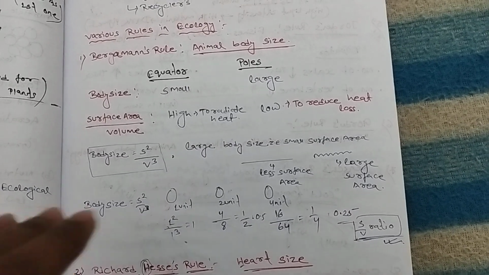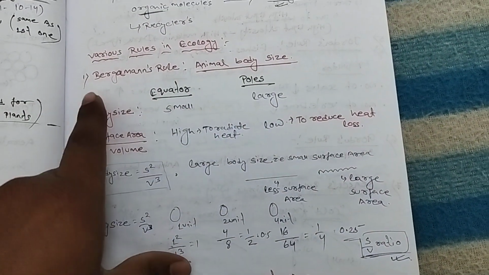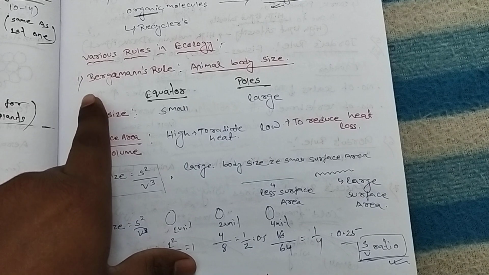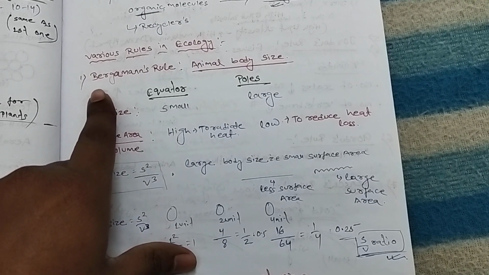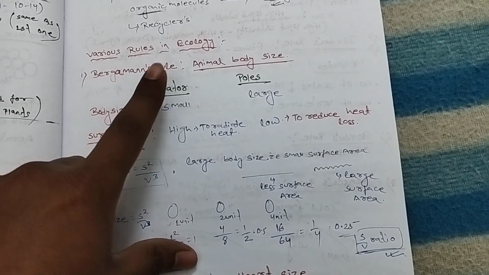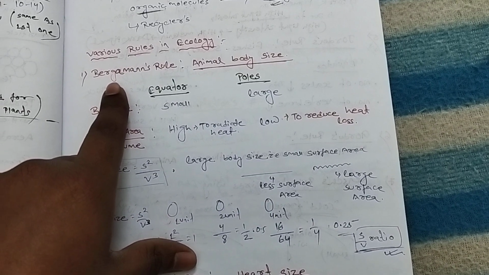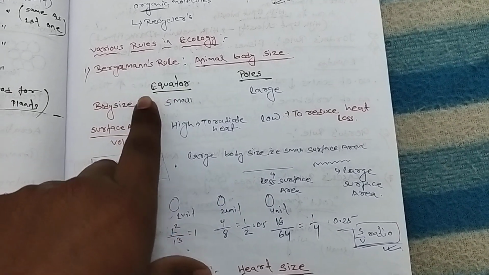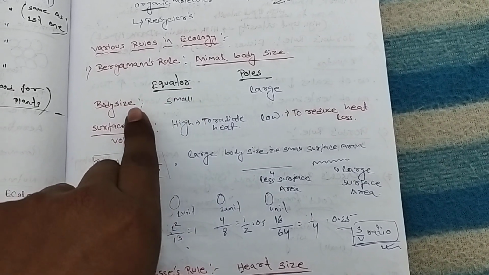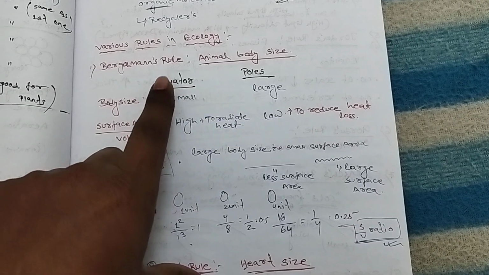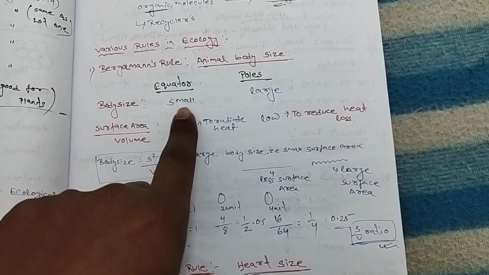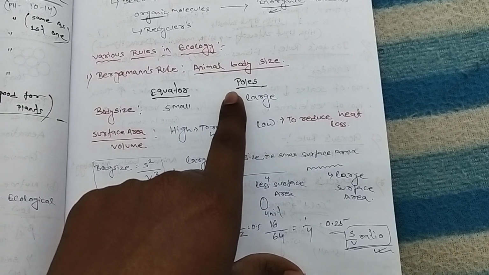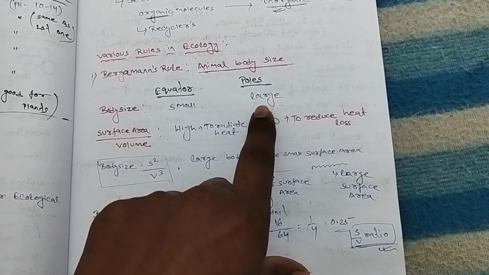Hello friends, today we will discuss various rules in ecology. Then come to the first rule, and this is Bergmann's rule. This rule is mainly about animal body size. It says that the animals which are living in the equator have comparatively smaller body size than the animals which are living in poles.